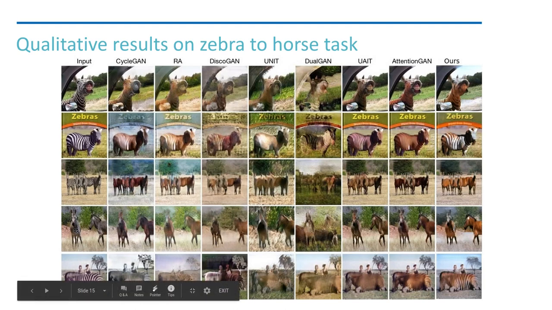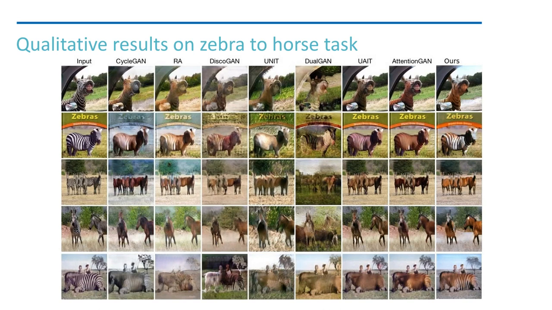Here we can see the qualitative results on the zebras to horses task. We can observe that our results are on par with many attention-based techniques, though some of our results trail the Attention GAN. There are no unwanted image tints. We can clearly see that the text is untouched in our method and the background is unaffected.